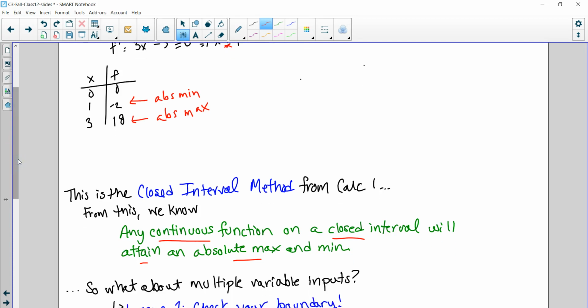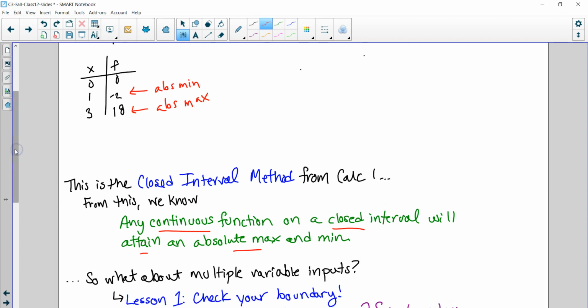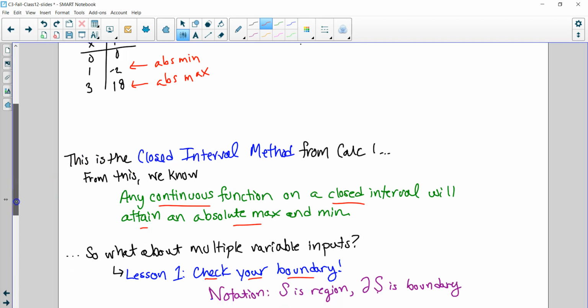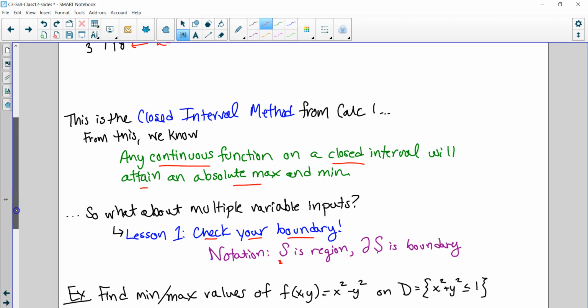So does this extend? Well, maybe, but I think the bigger idea is that we were on a closed interval, so it would be a really good idea if we checked our boundary. And so if we did this, I think that might be enlightening. Just for notation purposes, for a particular region, if we use S as the region of interest, then we're going to call del S its boundary. Okay, that's just a notation that we use at this level.